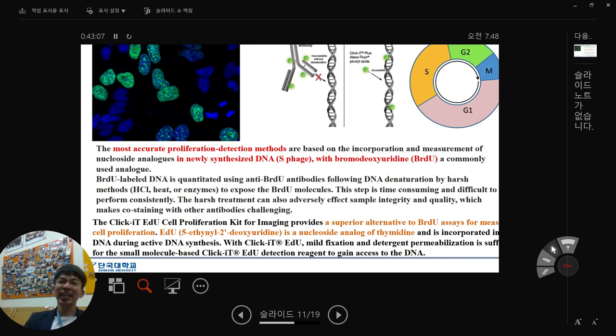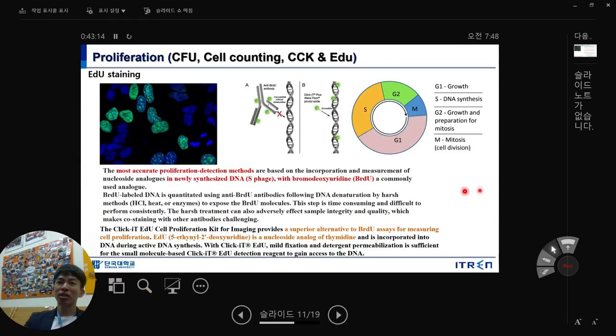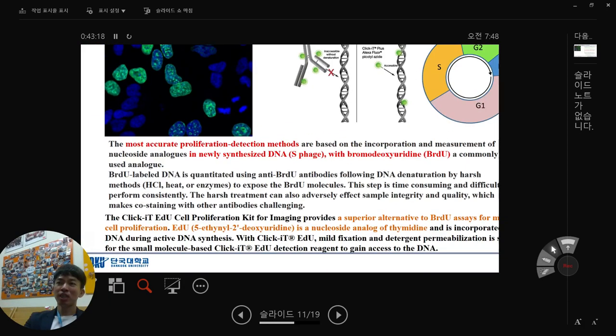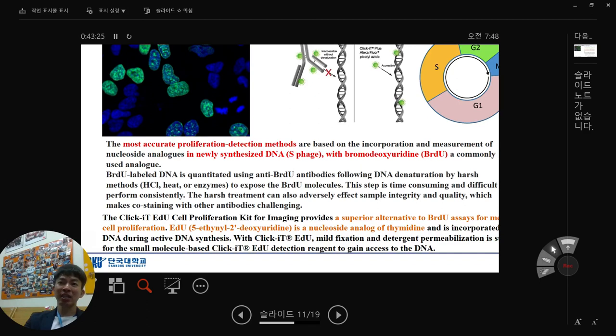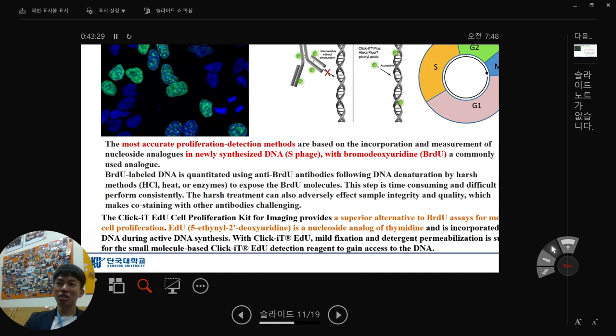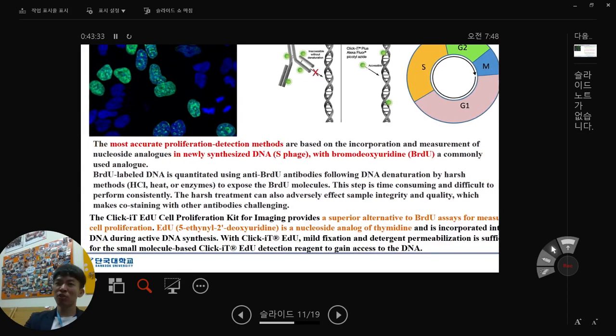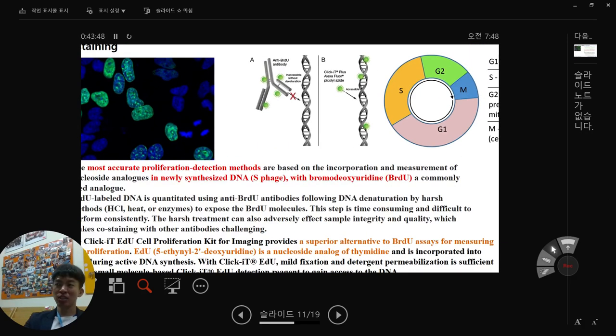That is why this Click-iT EDU cell proliferation kit for imaging provides a superior alternative to the BRDU assay for measuring cell proliferation. EDU is a nucleoside analog of thymidine, and it incorporates into the DNA during active DNA synthesis in the S phase. With Click-iT EDU, mild fixation and detergent permeabilization is sufficient for the small-molecule-based Click-iT EDU detection reagent to gain access to DNA. So simply, the original one is BRDU. It combines with the DNA during S phase, and then the anti-BRDU antibody has to be attached to get this green signal, but it is very harsh and not easy to co-stain with another antibody.